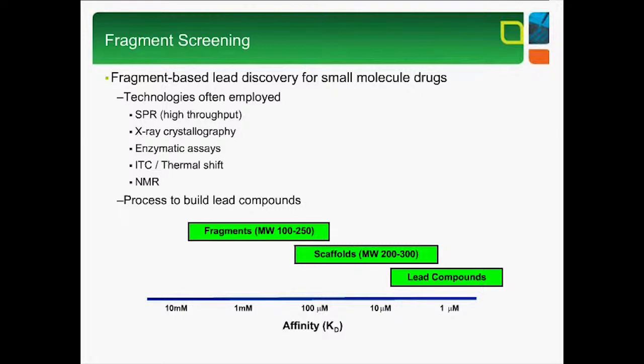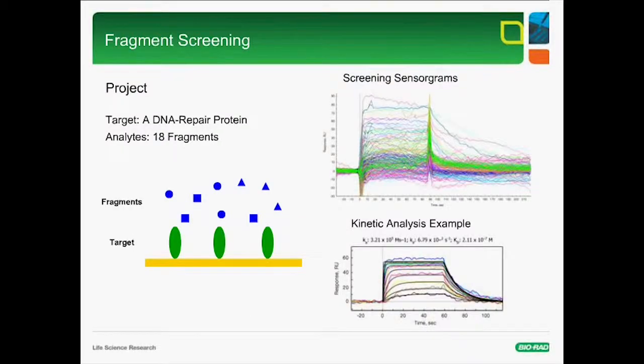And of course, in the screening process, the binding affinity will increase from fragments to scaffolds then to lead drug compounds. The SPR is a mainstream method to measure the affinity between the small molecules and drug targets. This is an example of fragment screening using the ProteOn XPR36 system that we obtained together with a collaborator in the UK. The project is screening fragments against a DNA repair protein.